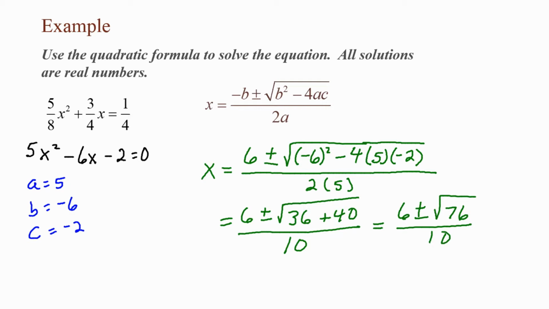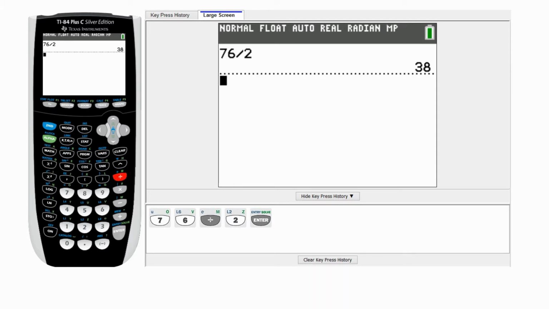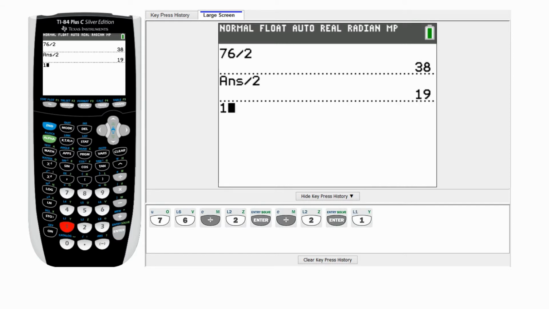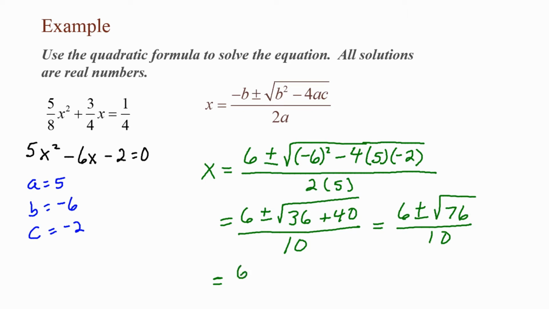76 is even, so calculating. So I have 76. It's even, so I'm going to divide it by 2, and I get 38. Still even, so I'm going to divide it by 2 again, and I get 19. So I can write 76 as 19 times 4. I'll be able to take the square root of 4, but not the square root of 19. So we have 6 plus or minus the square root of 4 is 2. Square root of 19 we don't know, all over 10.